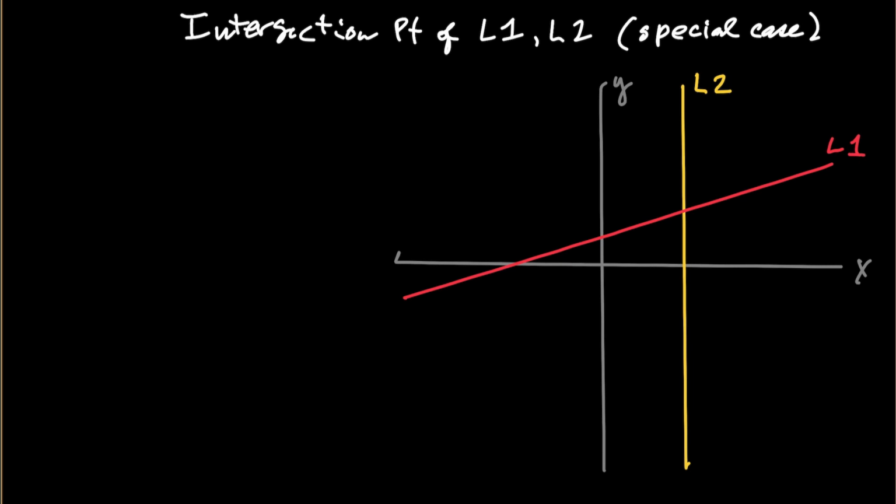And the result we're looking for is this intersection point here, and we'll just label it I. Okay, so let's write down our givens and our result we're looking for.